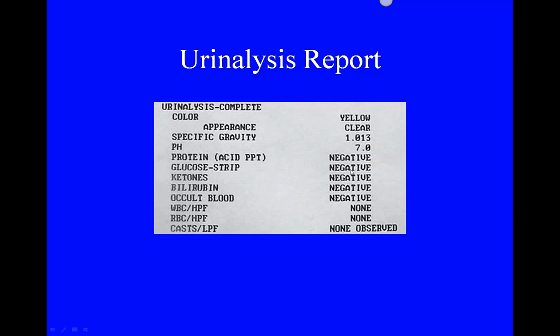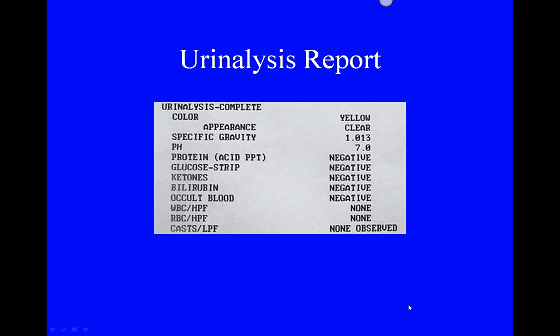The protein's negative. Glucose is negative. Ketones. So pretty much they were looking for casts. Here's that microscopic part. White blood cells per high-powered field. Red blood cells per high-powered field. Casts. And I'll show you what those look like. Per low power field, they didn't have anything.